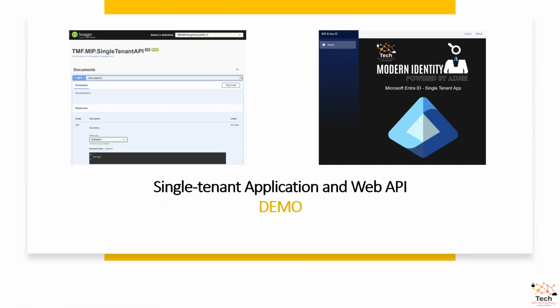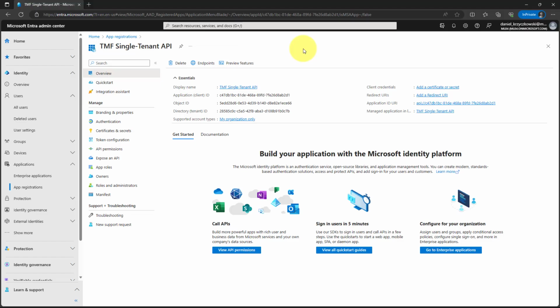So now I want to show you this specific sample: single tenant application and web API. So let's start. Here is Microsoft Entra Admin Center again and my home tenant. As you can see here, I registered a single tenant API. Under supported account types, you can see my organization only.